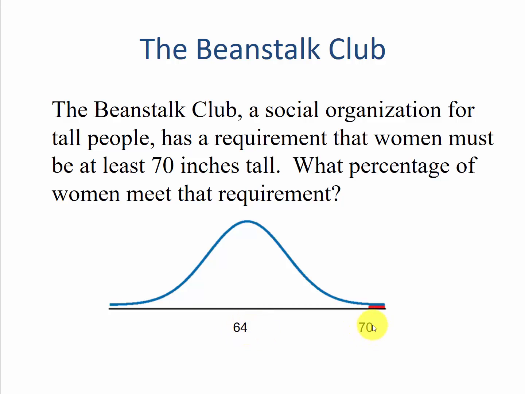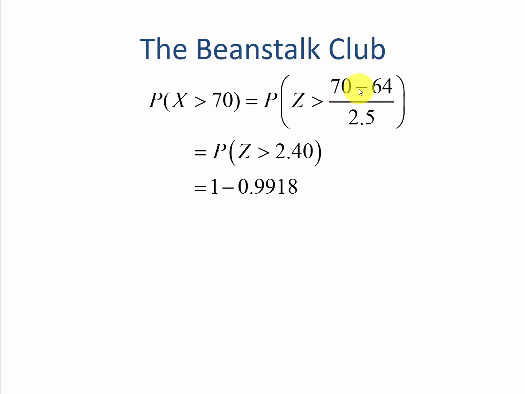The X that we're interested in are the heights 70 or more. Our next step is to convert 70 to a z-score. So we take our X, 70, we subtract the mean, which is 64, and then we divide it by the standard deviation, 2.5. We get a z-score of 2.40, and we want to know what is the probability that the z is greater than 2.40. So we look up 2.40 in table 5, and we get a probability of 0.9918.